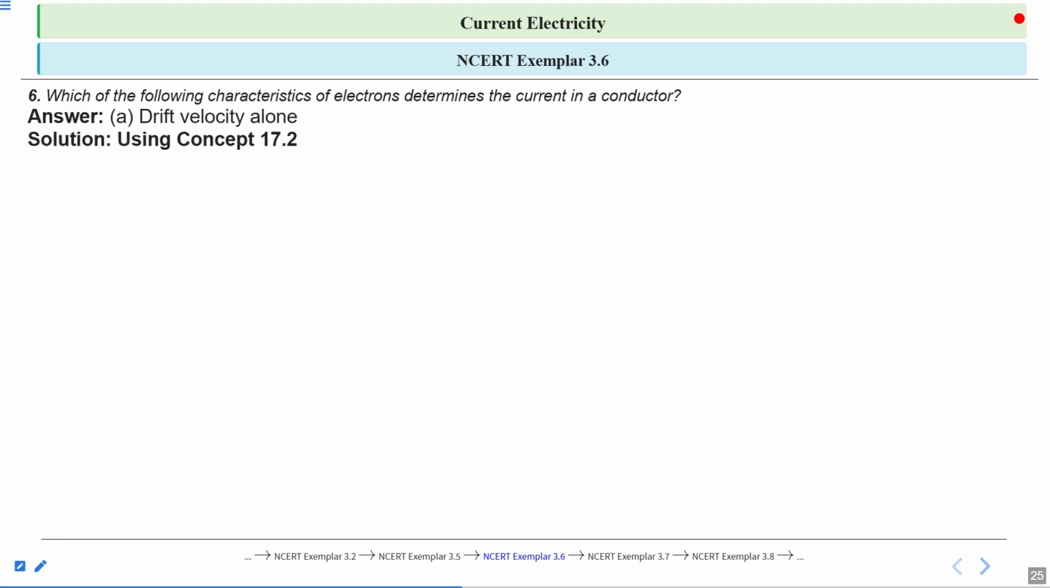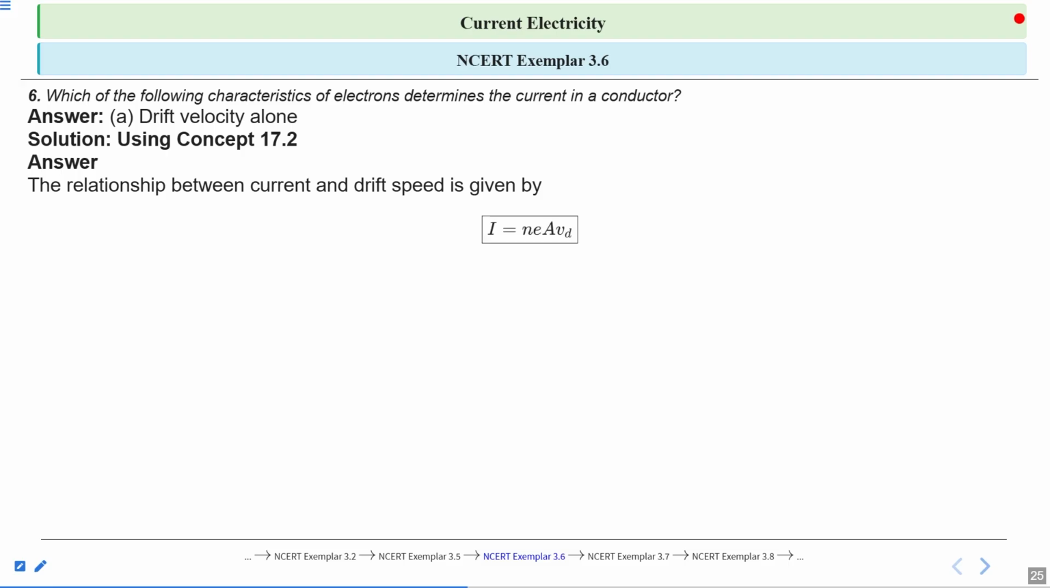So using concept 17.2, let's see the answer. The relationship between current and drift speed is given by I equal to n e A Vd, where n is the number density of electrons, e is the charge on the electron, A is the area of cross section of the conductor, and Vd is the drift velocity of electrons. So I is directly proportional to drift velocity here.